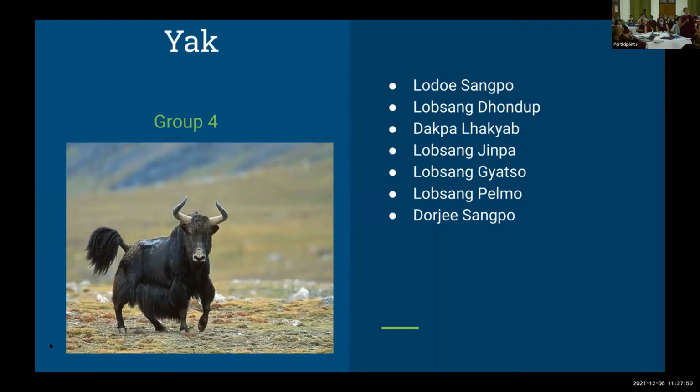So why we chose the Yak: our lesson is about emotion. We all came from high altitude, so we feel very close to the Yak.